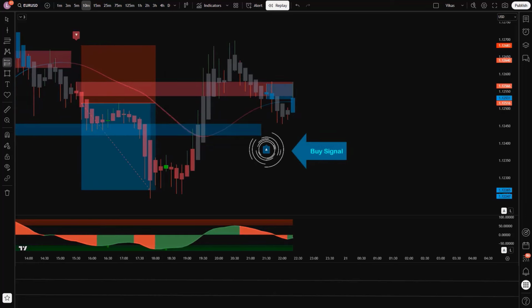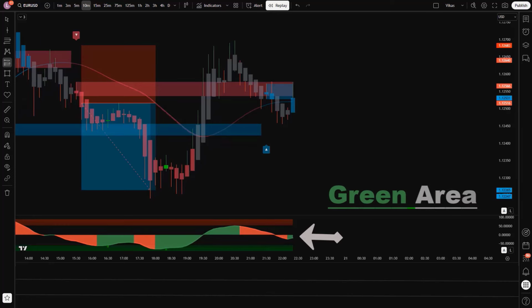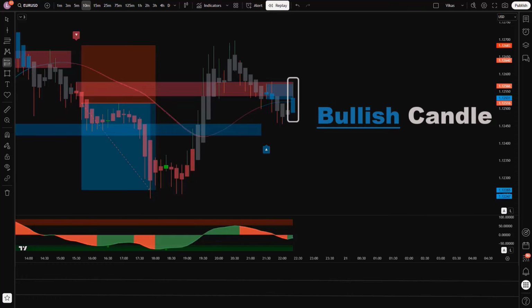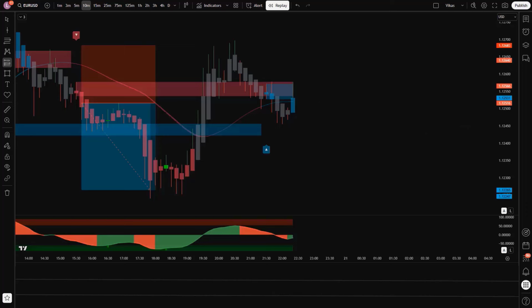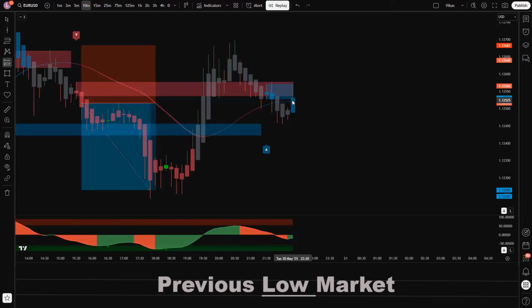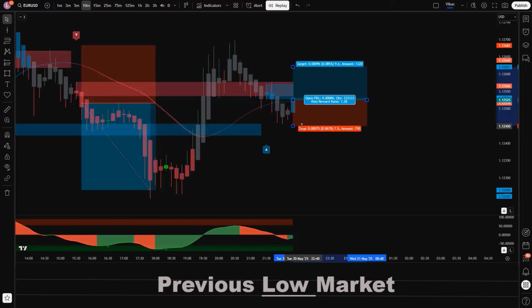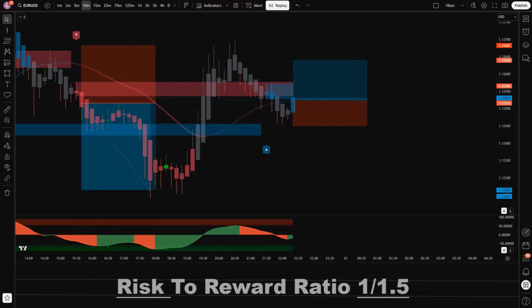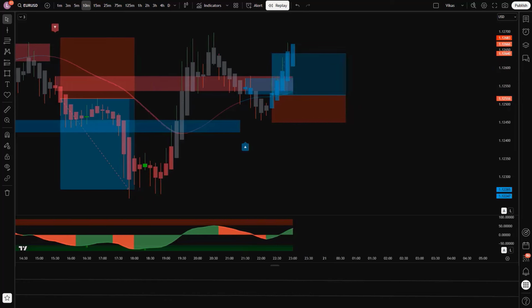Here the HEMA trend levels indicator gives us a buy signal. Here the wave trend oscillator indicator shows a green area. Here the market has made a bullish candle to give confirmation. So all our conditions are being fulfilled, so we are placing an order to buy. Our stop loss is to be placed at the previous low of the market, and the risk to reward ratio will be 1:1.5. We have won this trade.